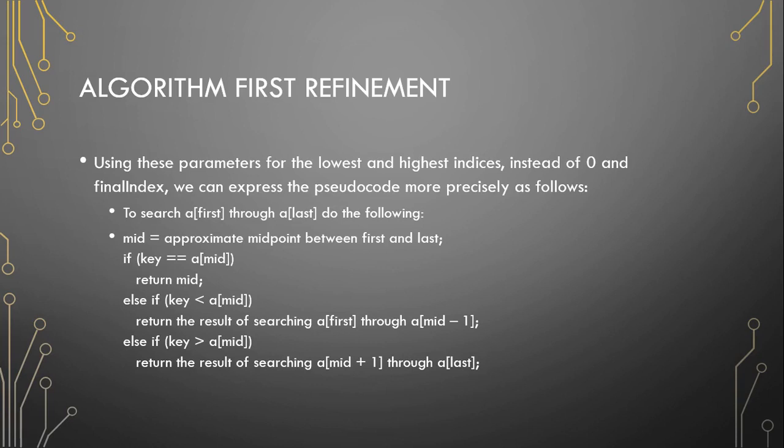Mid is equal to approximate midpoint, first and last. That hasn't changed. If key equals a of mid, return mid. That hasn't changed. Where we change it now is in our else ifs. So else if key is less than a of mid, return the result of searching a of first through a of mid minus 1. Else if key is greater than a of mid, return the result of searching a of mid plus 1 through a of last. And notice we switch those out, so instead of saying 0 and last index, we now have first and last.